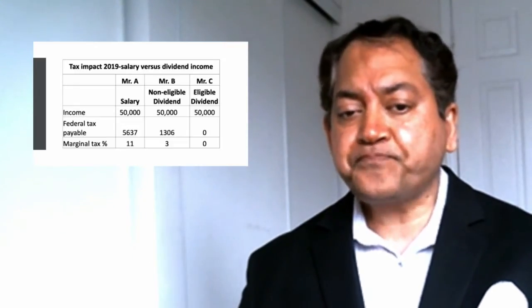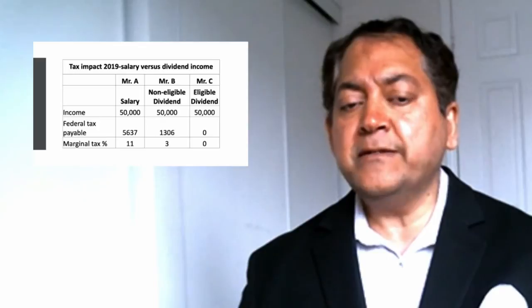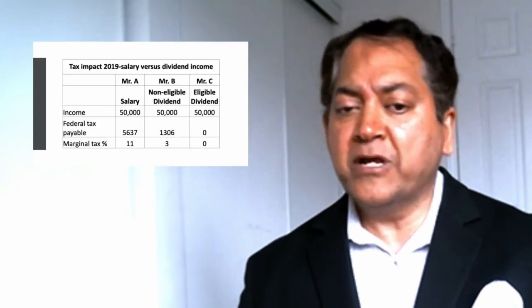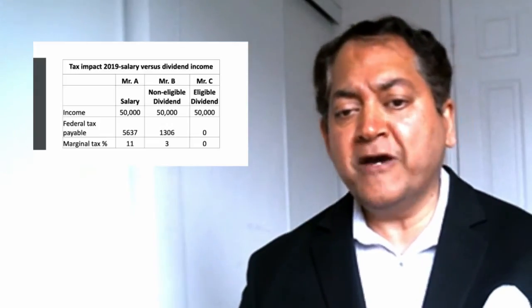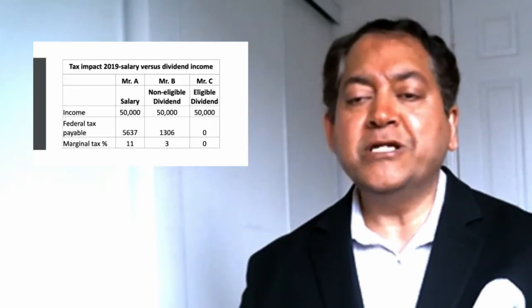So, the quick conclusion that we can draw is that, broadly speaking, dividend income results in lower tax liability, while salary income results in higher tax liability. But this example relates to a single individual. In real life, you may be a married person, you may have multiple sources of income, so there could be several other considerations that you need to keep in mind.